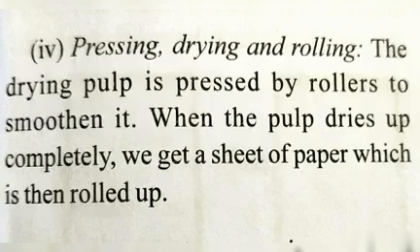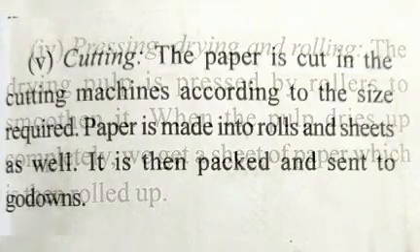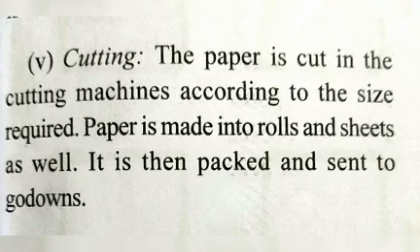So like this, in 5 stages. What are the 5 stages? The chipping and making of wood pulp, spreading the pulp, pressing, drying and rolling, and at last cutting. In these 5 stages the paper will get ready for us. Here the production work takes place continuously, in all the sections simultaneously.